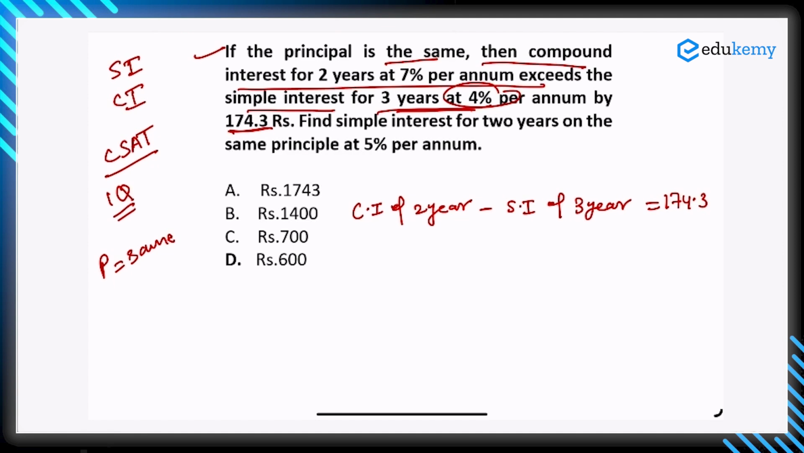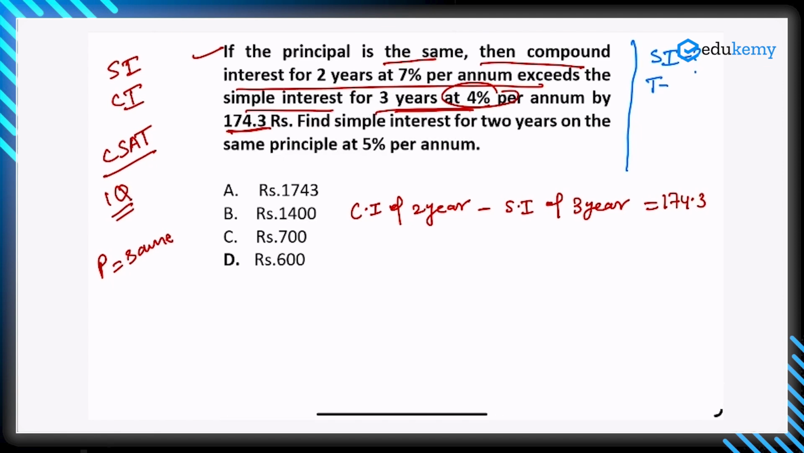Next, the question is saying find simple interest. We need to find out the simple interest for 2 years. The time period is given as 2 years, and the interest rate is given as 5% per annum. But for the simple interest, we need to know the principal. What exactly is the principal? So from this given equation, we need to find out the principal.